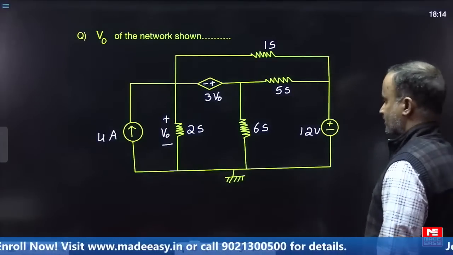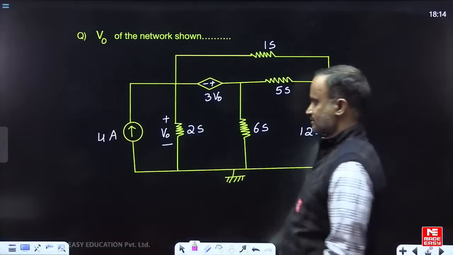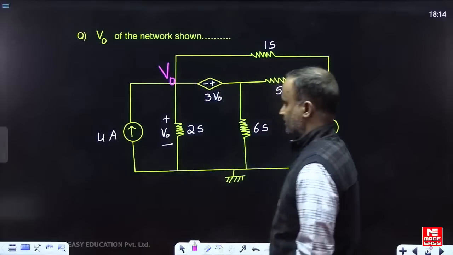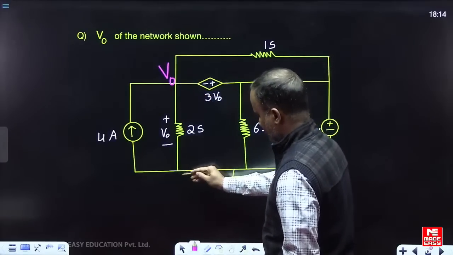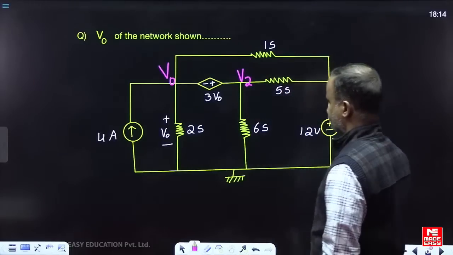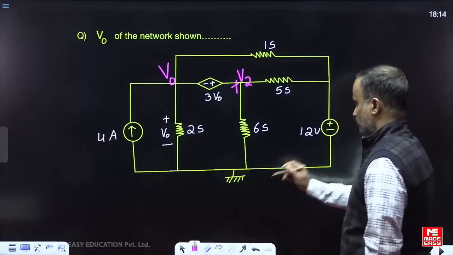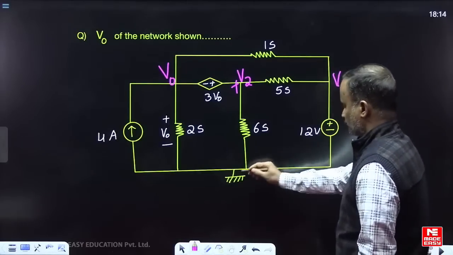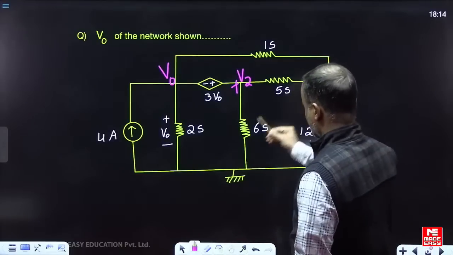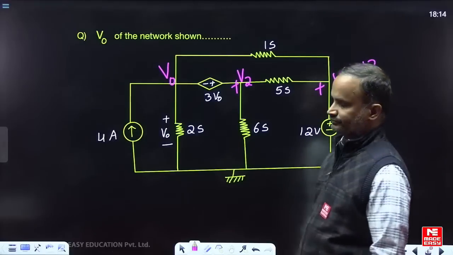Look, in this example what is required is V0. Here also I am trying to use nodal analysis. Let us assume, with respect to ground potential, I name the voltage across this entire branch V0. Now the voltage at this node let us name V2, with polarity plus with respect to ground. The node voltage for this one is V3, also plus with respect to ground. The potential difference between V3 and ground here is 12.